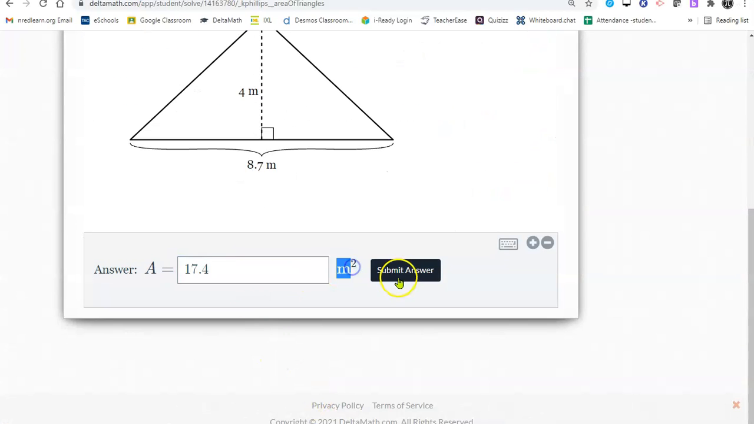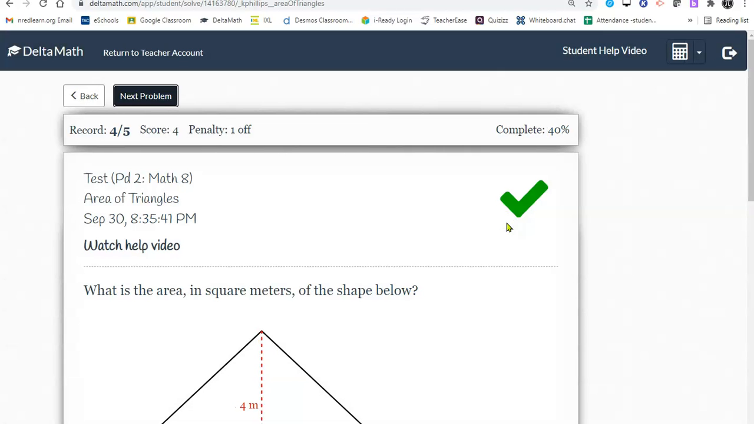And the meter squared is already written. Hopefully that helps you to complete homework number 2.